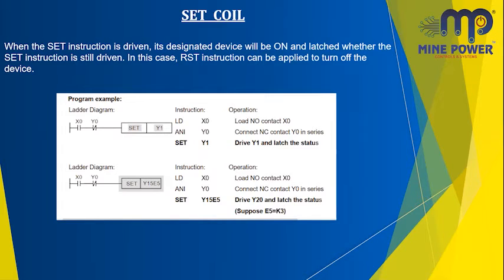Here you see the same as given here also. When X0 is on, through Y0 it latches and the set value is given to Y15. By connecting Y20 to latch the status.